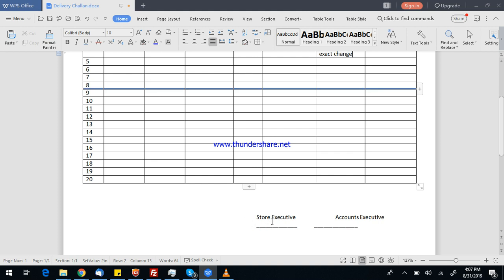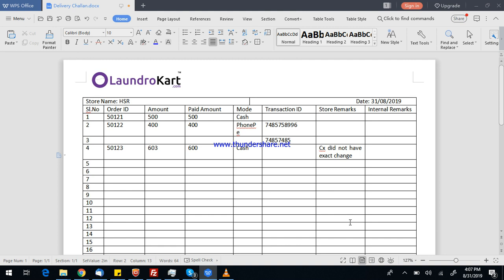In the store executive section, just sign it before you send. Just leave the accounts executive section blank. When it comes to the factory, we will countersign it. Okay, so as I said, next week we will send this and then you have to start following this process. Thank you.